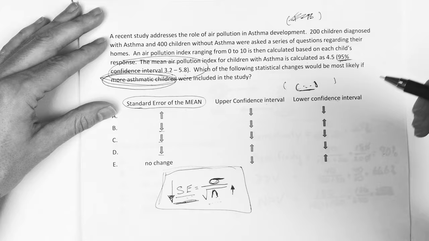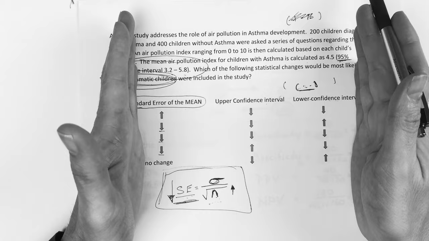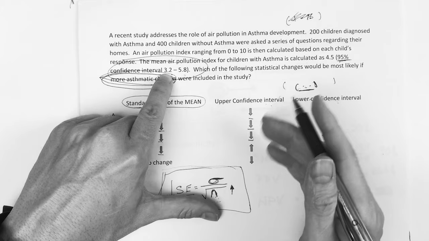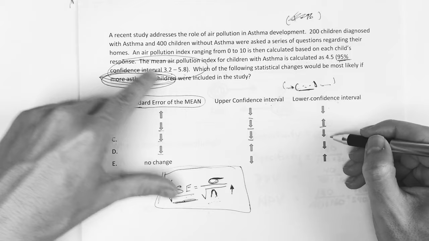If you put more people in the study, that confidence interval should get a little bit tighter. So the upper confidence interval should go down, okay? And the lower confidence interval should go up, right? Because it should get to a higher number over here. And it should go up. So really, the only answer that has all of them is going to be answer choice B, okay?